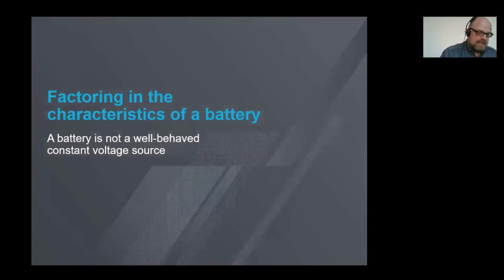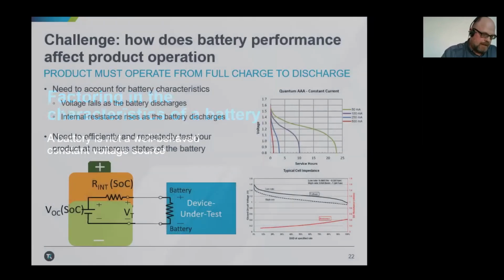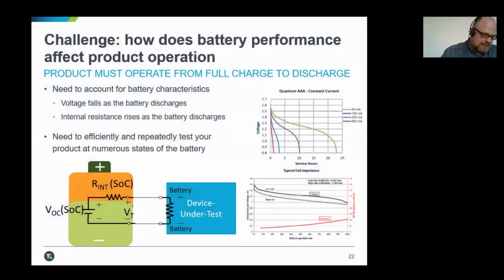Now you need to consider how the battery affects product performance. The battery is not a well-behaved constant voltage source. Battery voltage decreases as it discharges. The rate of discharge varies depending on the current draw, as shown by the battery discharge curves on the top right graph. The 4 curves show battery discharge characteristics of a AAA battery based on 4 different current levels. Note that the plot for the lowest current shown is 50 milliamps. That is much higher than the average current your product will draw.